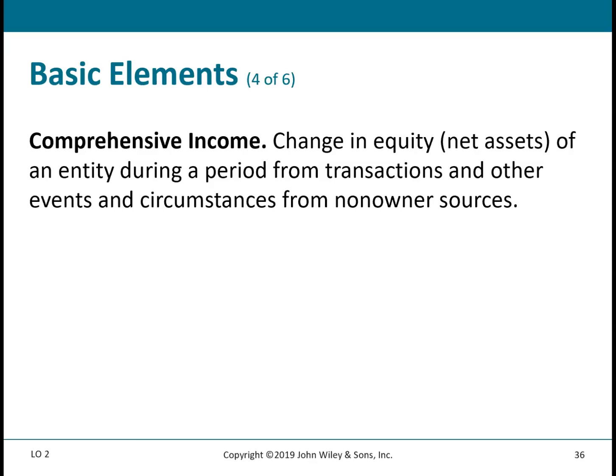Comprehensive income is the change in equity, that's the net assets minus liabilities, of an entity during a period from transactions and other events from non-owner sources. So you could say that it's all the changes in equity during a period except those resulting from investments by owners and distributions to owners. So revenues minus expenses is going to give you comprehensive income, plus gains minus losses. Anything except investments by owners and distributions to owners.